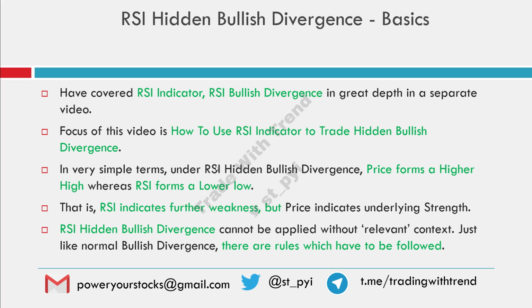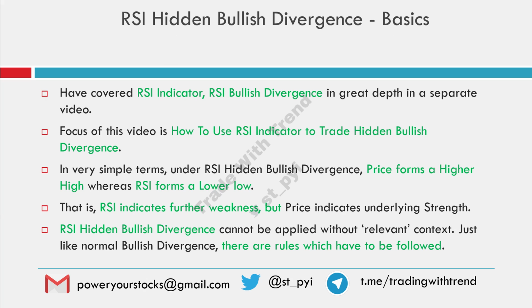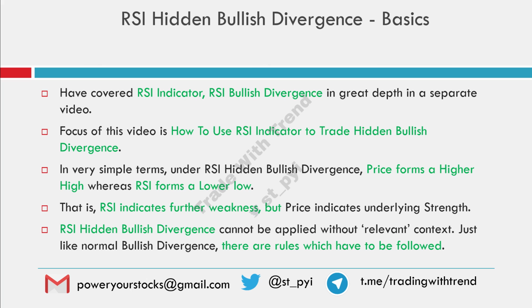Now in very simple terms, under RSI hidden bullish divergence, price forms a higher low whereas RSI forms a lower low. That is, RSI actually indicates further weakness, but price is indicating underlying strength. That is a sign of accumulation. Now RSI is a momentum indicator, and by making a lower low, what RSI or momentum is essentially telling us is that price will soon form a lower low as well. But on the flip side, price does not make a lower low, and this should be taken as a sign of accumulation, and this is a sign of extreme price strength. And this is why this particular concept of hidden divergence is actually so powerful.